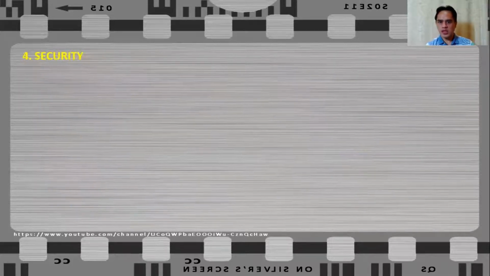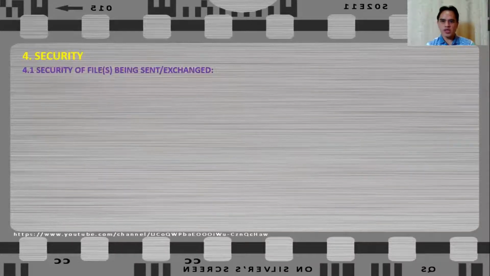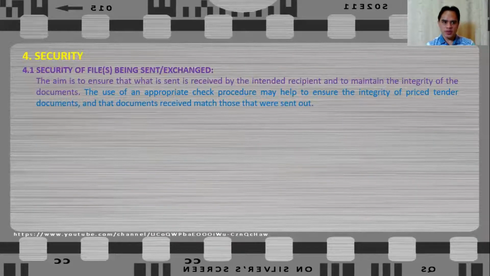Let us now talk about security. First, when we talk about security, we talk about security of files being sent or exchanged. The aim is to ensure that what is sent is received by the intended recipient and to maintain the integrity of the documents. So the use of appropriate check procedures may help to ensure the integrity of price tender documents, and the documents received match those that were sent out. So this is very important.